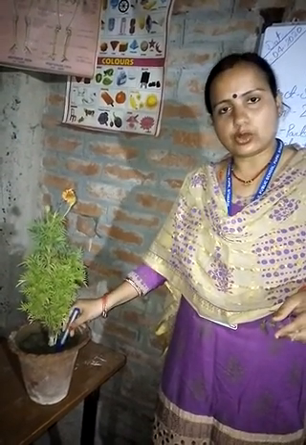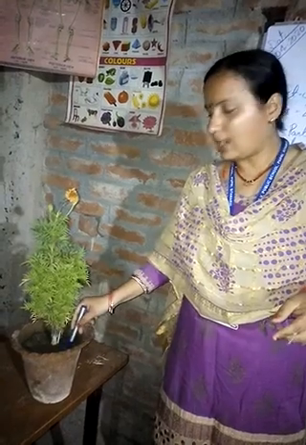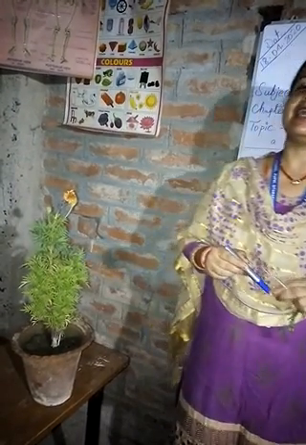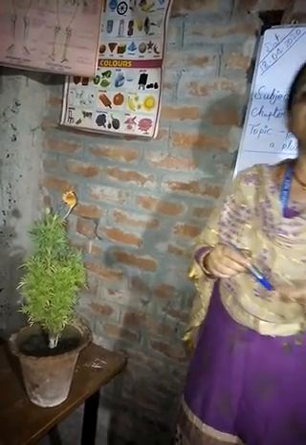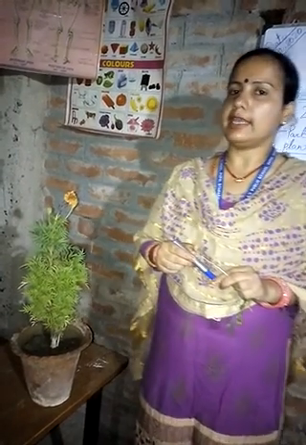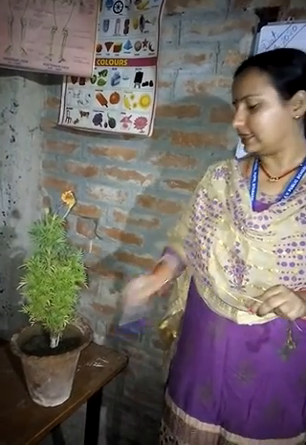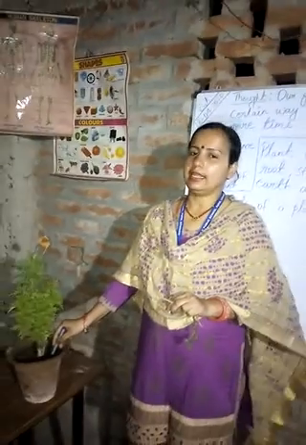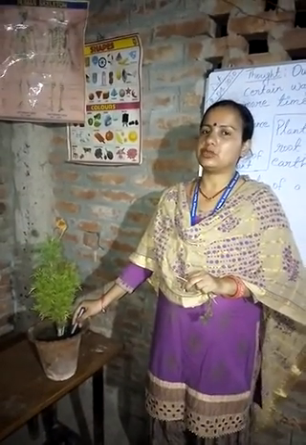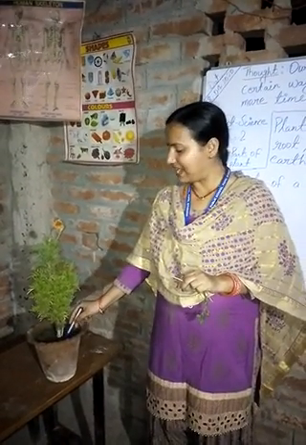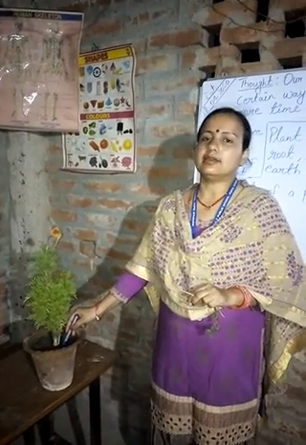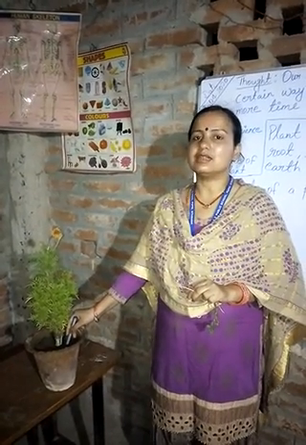Roots absorb water and minerals from the soil that are very necessary for a plant. As I have told you earlier, plants need water, sunlight and air for preparation of their food. So plants absorb water through their roots from the soil.